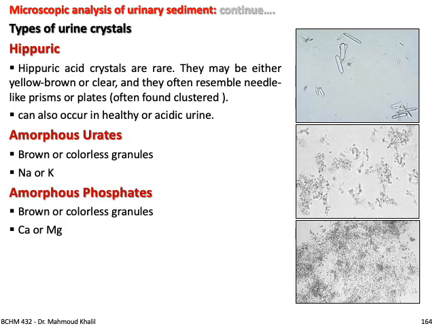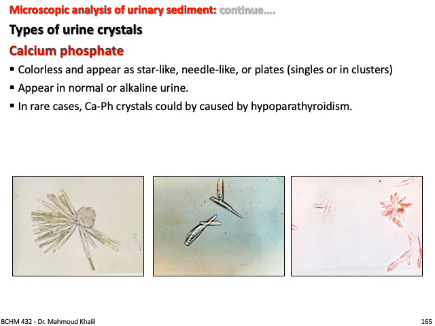Amorphous phosphate is brown or colorless as well, indicative of calcium or magnesium. Calcium phosphate crystals, as you can see from the figure, are colorless and appear star-like, needle-like or plates, single or in clusters, appearing in normal or alkaline urine.